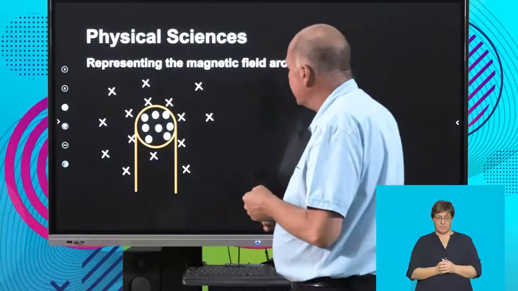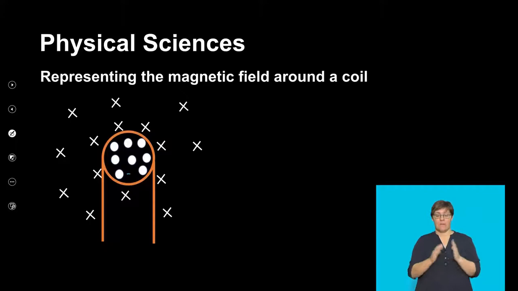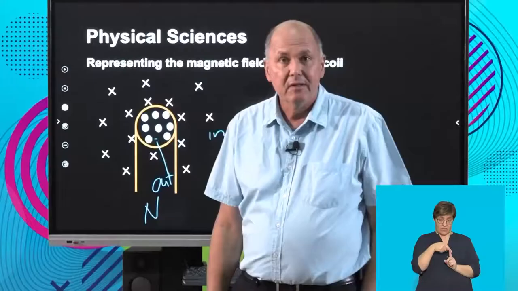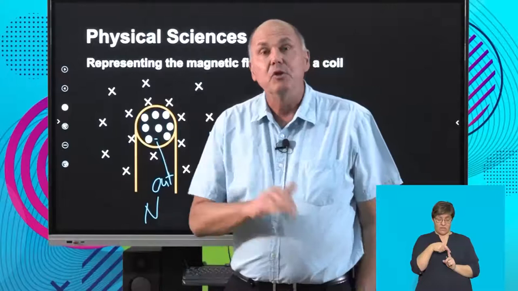And what have we got here? On this side over here, these magnetic field lines are coming out of the board, and over here they're going in. So over here they're going out, and on this side they're going in. So my conclusion is that my view over here is definitely a north pole. So if it's a north pole, in which direction is the current passing?